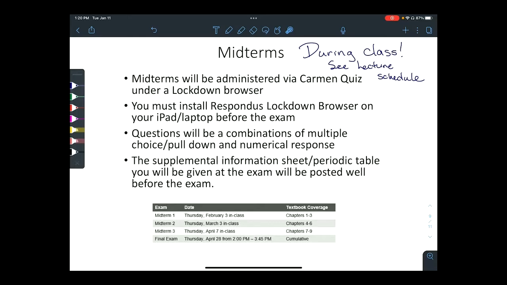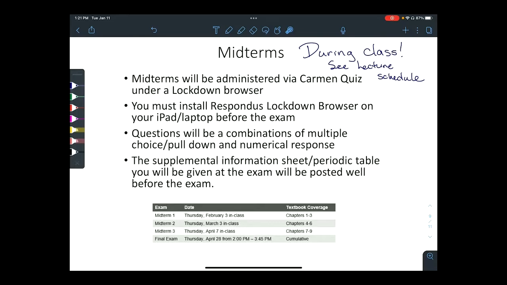All of these exams are happening in person, in this space during class. They will be Carmen quizzes that you can take on your iPad or your laptop if you do not have an iPad. We use Lockdown Browser, Respondus. Have you guys used that before? Yes, maybe like half of you. Okay, so you will have to install the Lockdown Browser before coming to the midterm. We will give you an opportunity to test it out before you come to the midterm. Since it's on Carmen, most of the questions will be multiple choice or a numerical answer.